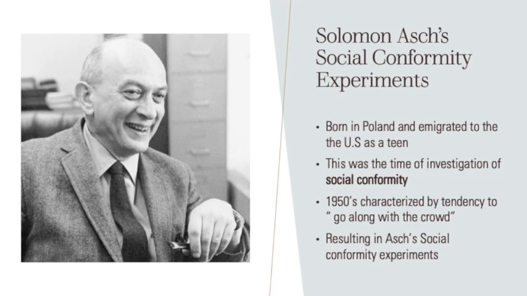So, before we move on from some of the original players in the field, I need to introduce you to Solomon Asch. Asch was born in Poland and then immigrated to the US when he was a teenager. Now, during this time, social scientists were beginning to investigate the phenomenon known as social conformity. And this was in the 1950s. And at this time, there seemed to be emerging a highly concerning component of society. It was the tendency to, quote unquote, go along with the crowd. Asch wanted to study this tendency, and this is where we get the very famous social conformity experiments.